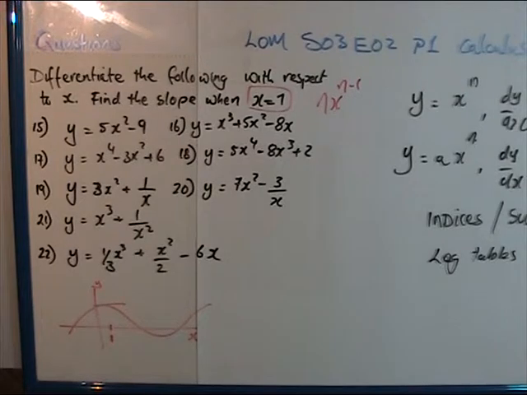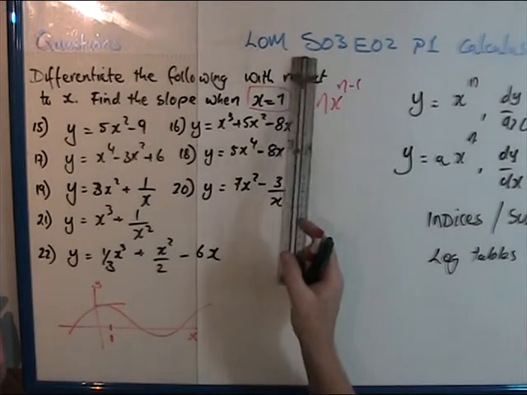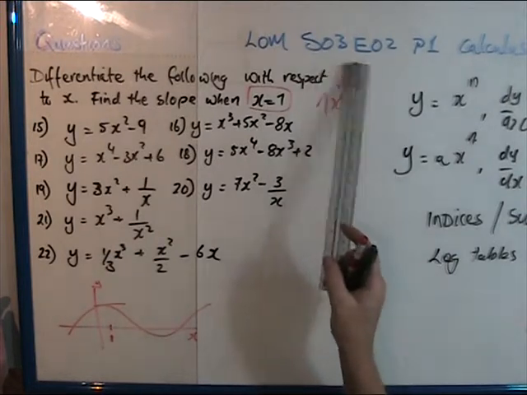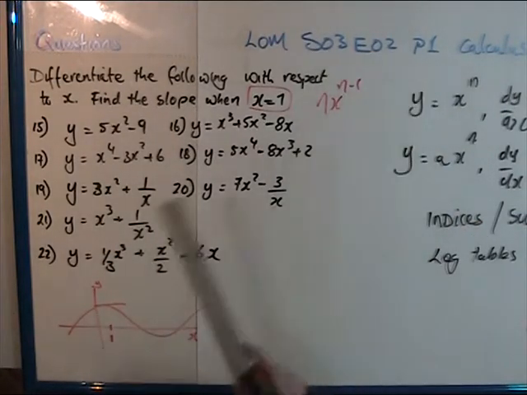My name is Michael Dalton and I'm doing Leaving Cert Ordinary Level Maths Series 3 Episode 2, and the series is based on Calculus Paper 1.